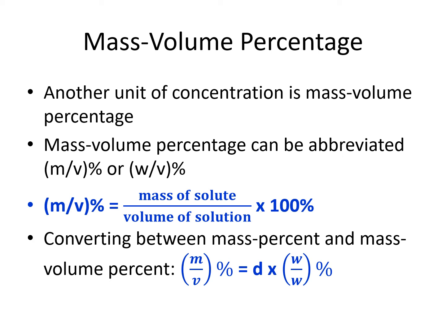If we want to convert between mass percent and mass volume percent, we can use the following equation. Mass over volume percent is equal to density times mass percent, or in other words, W over W percent.